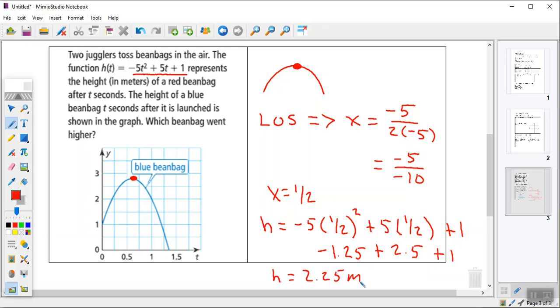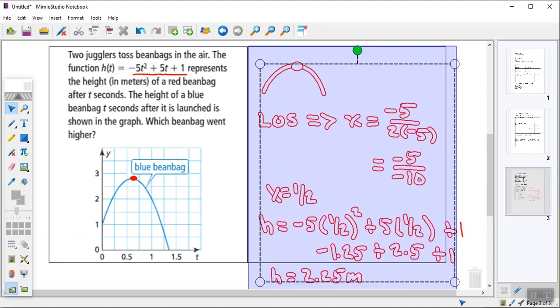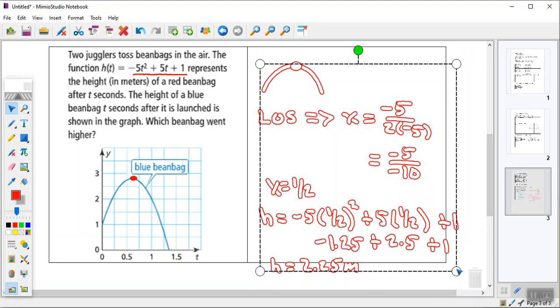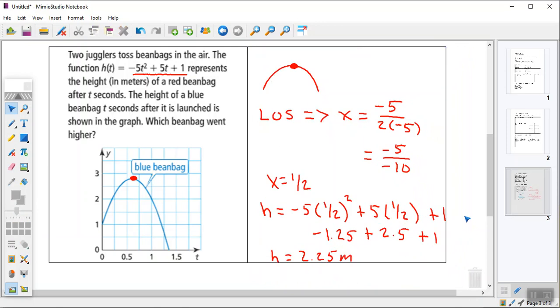All right, so the question really becomes this, kids. The question wants to know the height of the blue bean bag in the graph. How high in the air does the red bean bag get, according to what we came up with our numbers? 2.25. Now, guys, this 2.25 would be kind of like right in here on the graph, wouldn't it, for the red bean bag? And that happens at time 1/2.